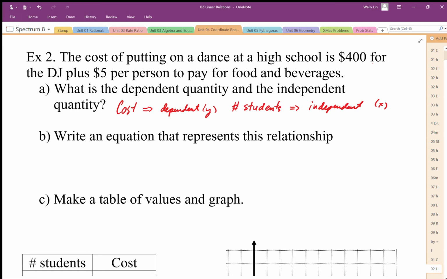So if I want to come up with a quick calculation for this relationship, well, my cost is going to be calculated by, well, I have my fixed cost, my $400 DJ, plus my variable cost, which is $5 times, and in fact, that's my rate, isn't it? $5 per person. Okay, that rate is my multiplier because now I need to multiply the number of people.